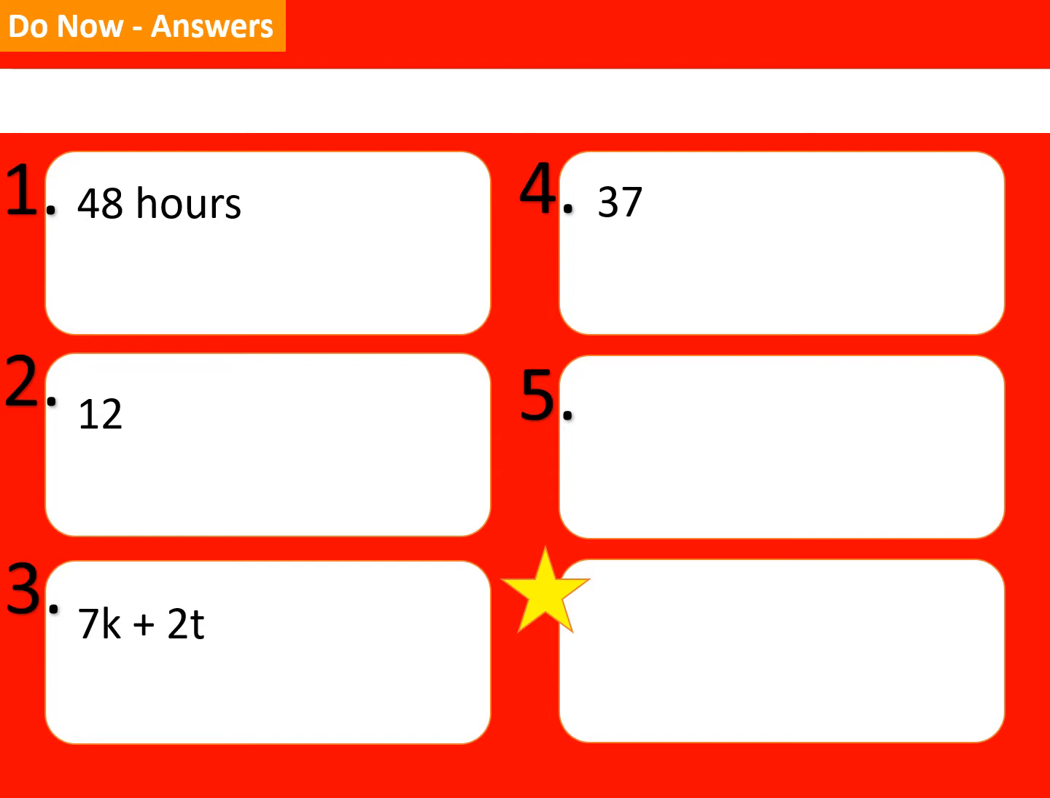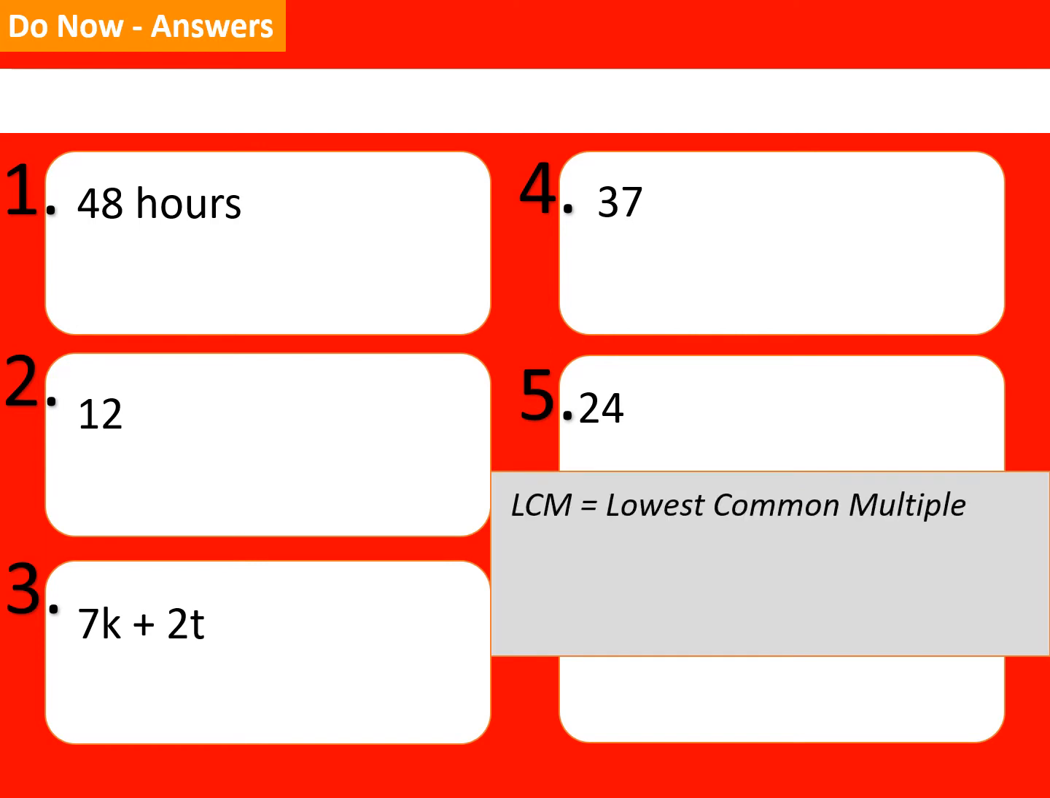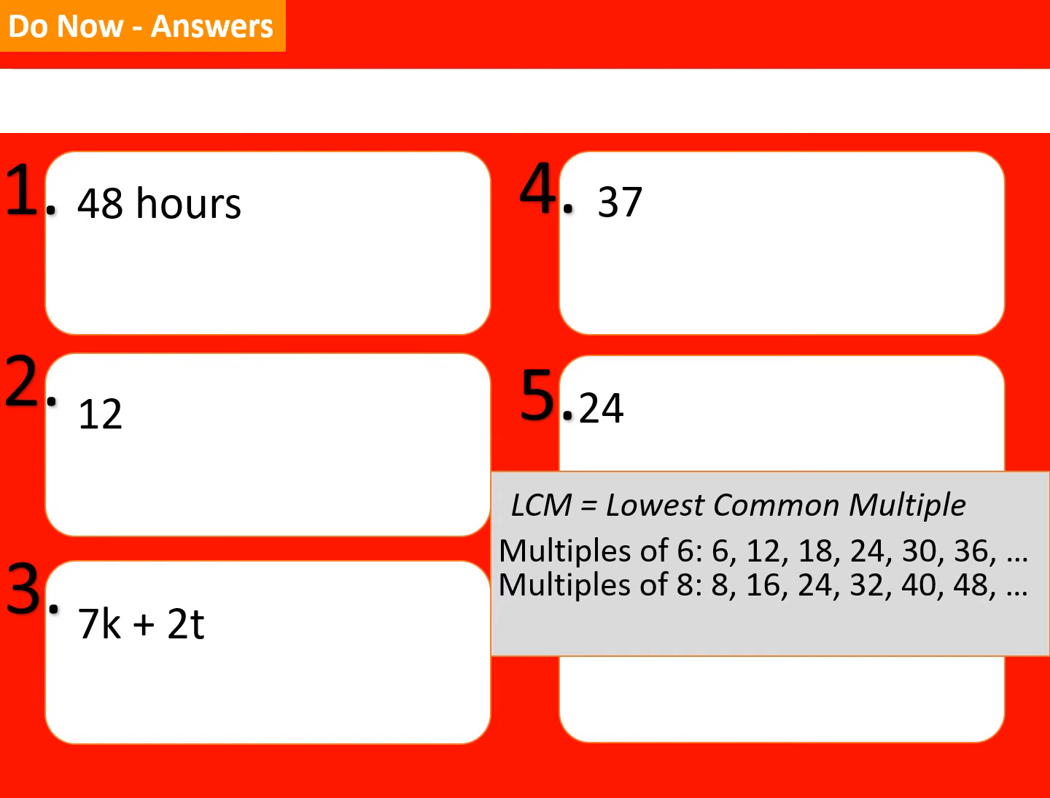Question 5. What is the LCM of 6 and 8? We should have 24. LCM stands for lowest common multiple, and multiples refer to the times tables of that number. So if we list out the times tables of 6, we are listing the multiples of 6. So 6 times 1 is 6, 6 times 2 is 12, 6 times 3 is 18, and it goes on and on. And if we want to list the multiples of 8, this is the following list.